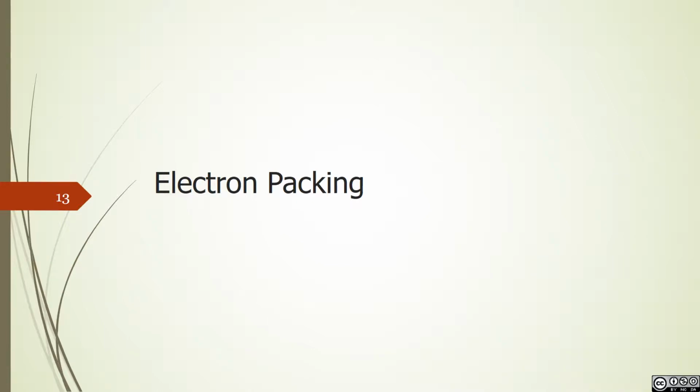Hey, welcome to part two. We're talking about electron packing. Last time we talked about the electrons inside the atom a little bit, but kind of left it fuzzy. Now we're going to start talking about how they're packaged inside of our atom.